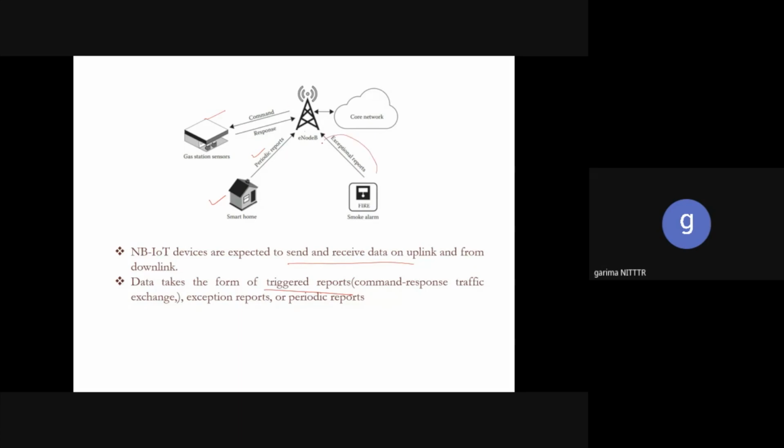And the third type of report is the exceptional report. Exceptional report means the applications which are going to produce reports exceptionally or whenever necessary. So a smoke alarm will give a report only when there is some activation of that alarm, and it will provide a report.